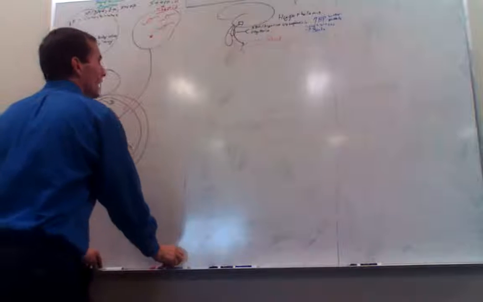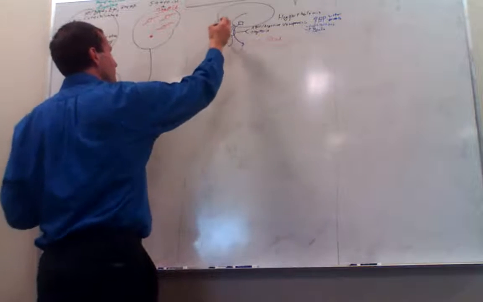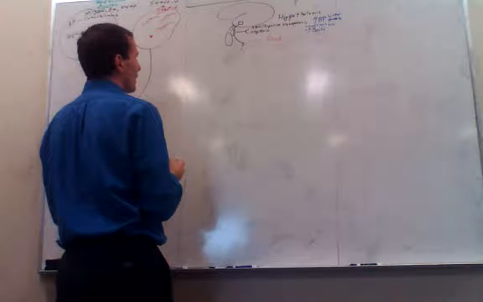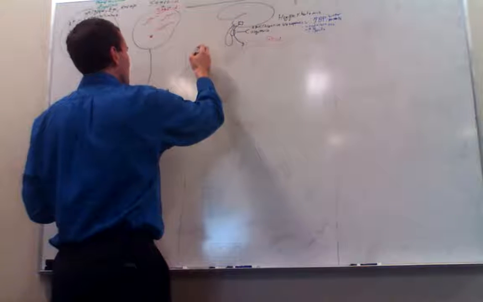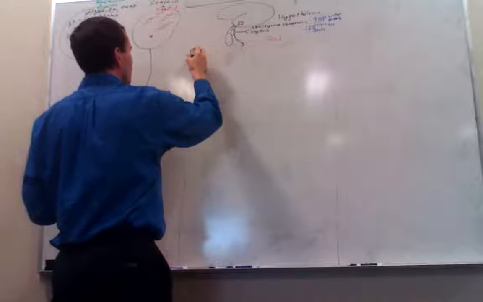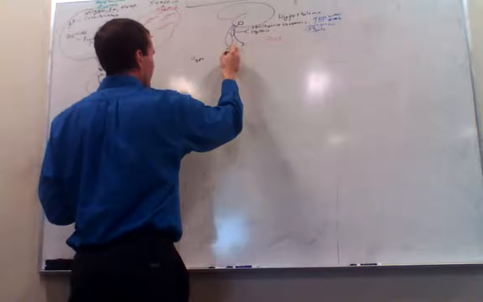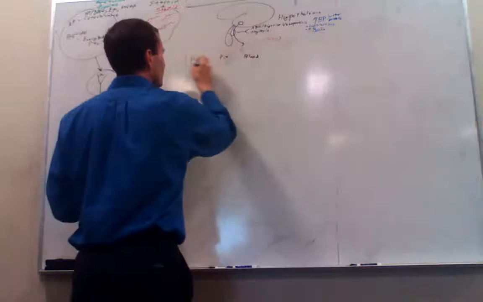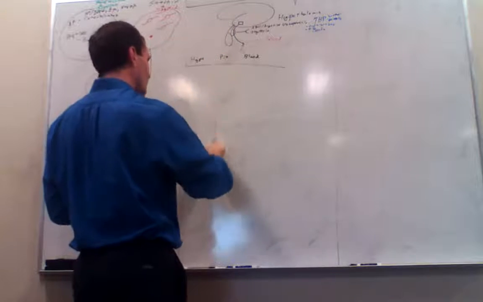All right. So now we're going to talk about the anterior pituitary, which has a lot more going on. So we'll go ahead and do a nice little chart. So we're going to have the hypothalamus, then we're going to have the pituitary, and then we're going to have what is released into the blood.